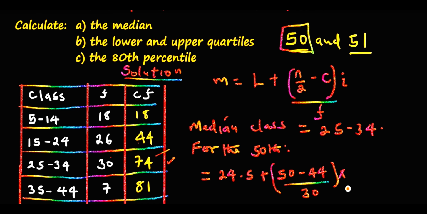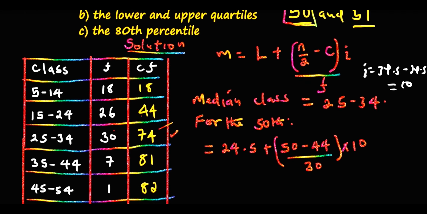So the upper class limit here will be 34.5. So we have i equal to 34.5 minus the lower class limit for this, which will be 24.5. So minus 24.5, and you'll find that to be 10. So it means i for this set of data is 10. So we multiply this by 10. So let us simplify that and see what we get.